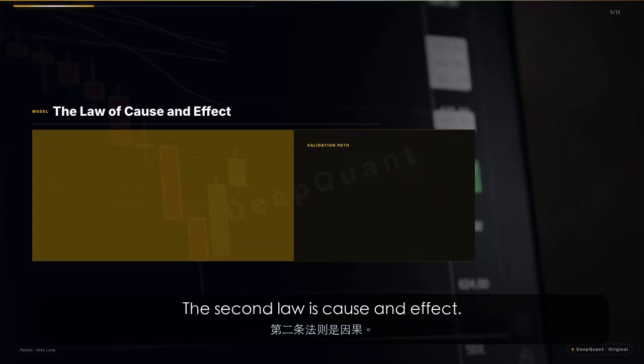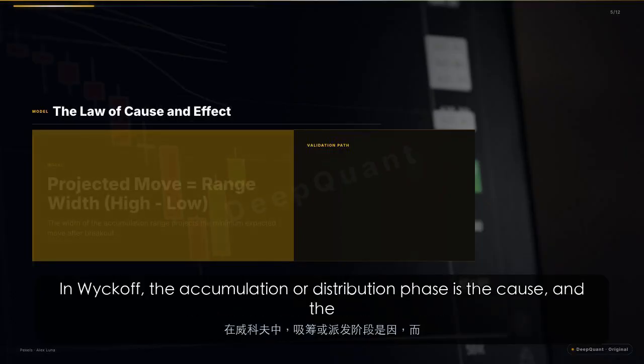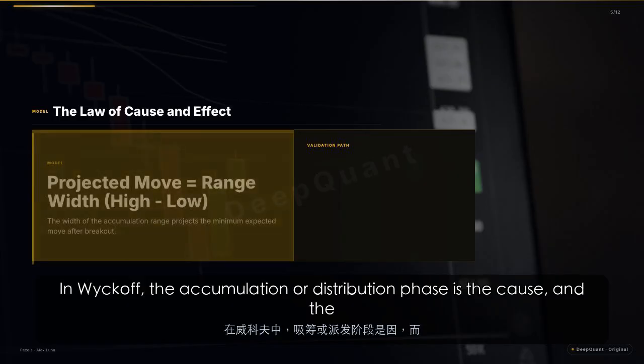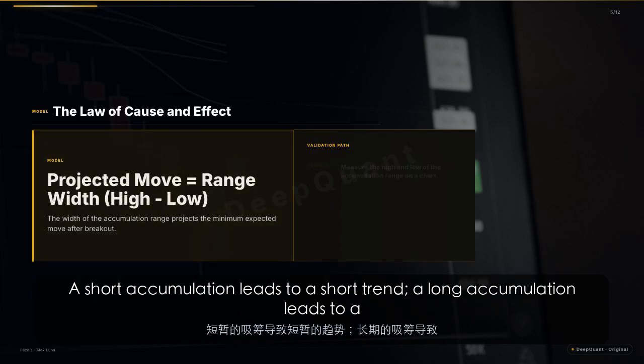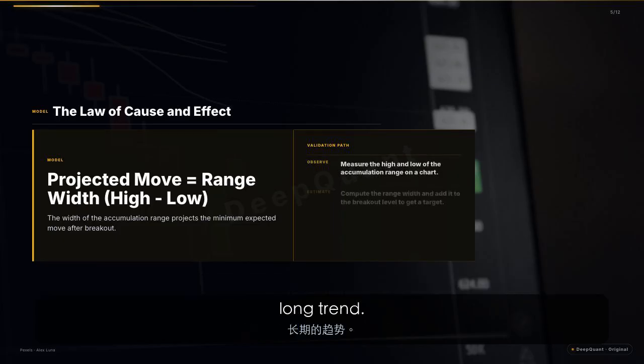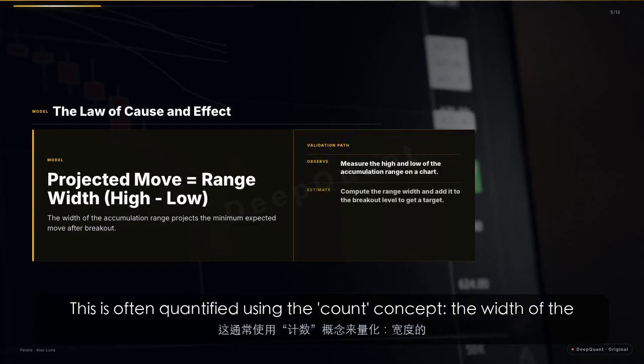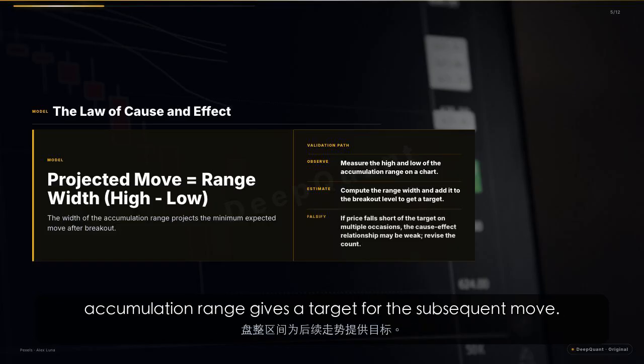The second law is cause and effect. In Wyckoff, the accumulation or distribution phase is the cause, and the resulting trend is the effect. The longer the cause, the larger the effect. A short accumulation leads to a short trend, a long accumulation leads to a long trend. This is often quantified using the count concept. The width of the accumulation range gives a target for the subsequent move.